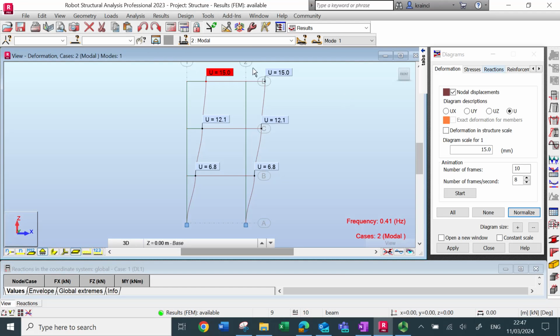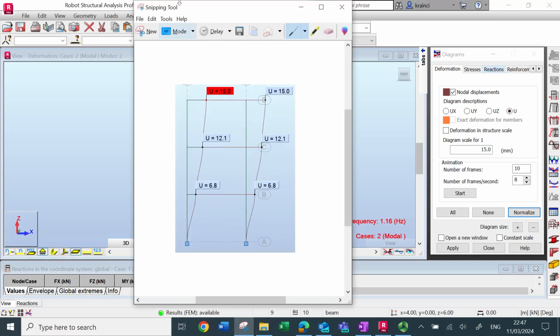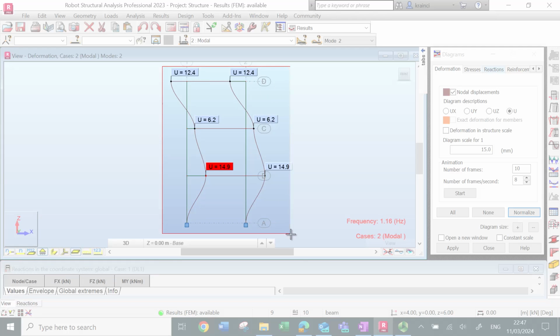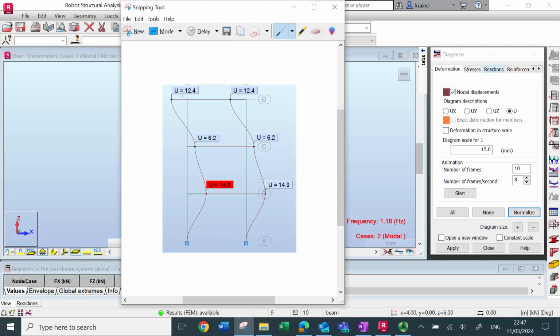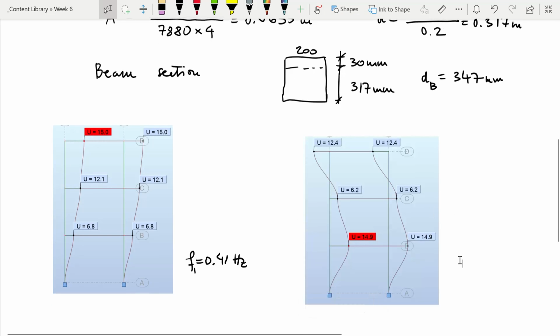Now, in the same way, I'll display mode 2. This is mode 2. And the frequency is 1.16. So frequency 2, 1.16 Hertz.